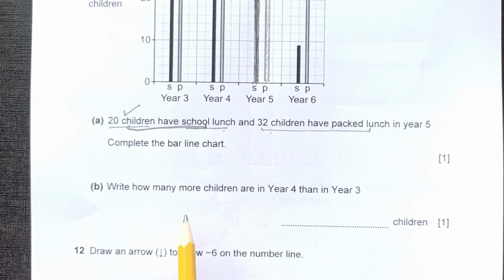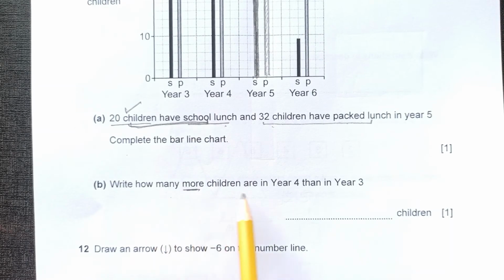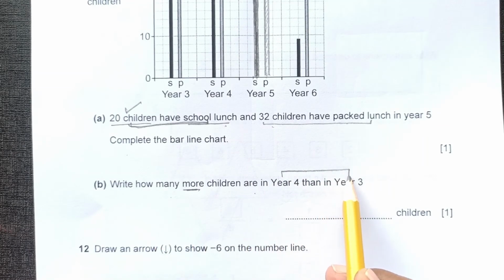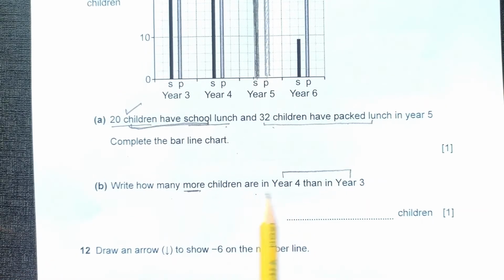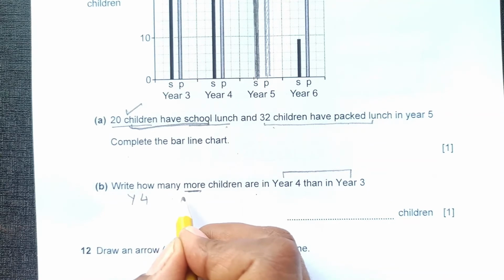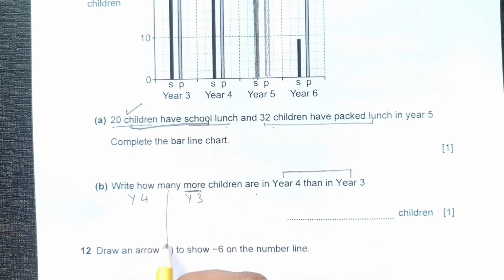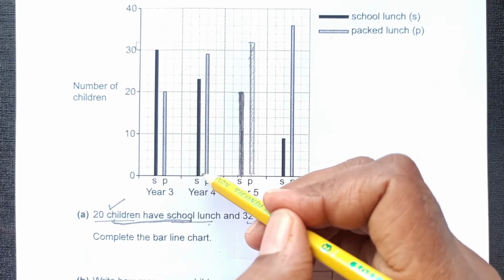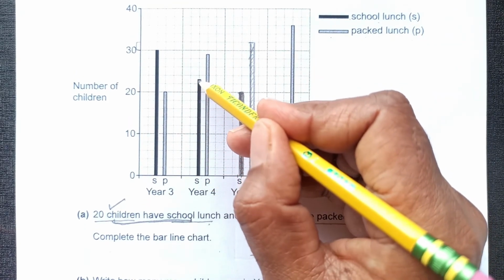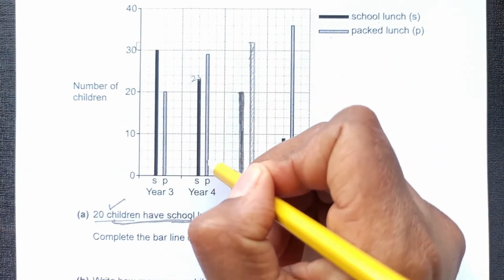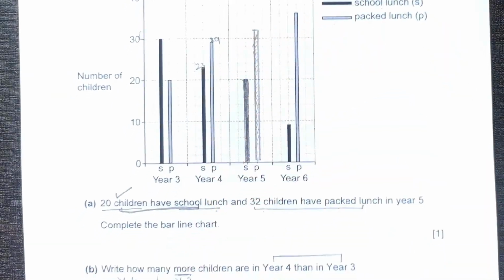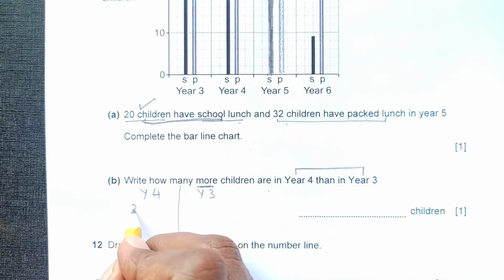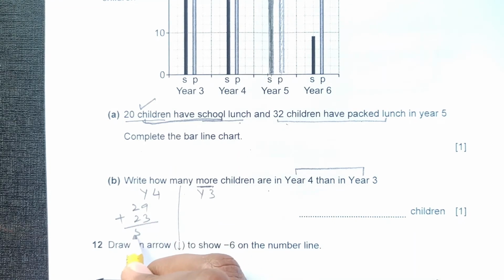Now write how many more children are in year 4 than year 3. So we need to count the total number of children. We can see from the graph in year 4 and year 3, right? In year 4 you can see the number of children. This is 20, 22, this is 23. And this one is 1 less than 30, this is 29, right? So total number of students in year 4 is 29 plus 23, which is 52.